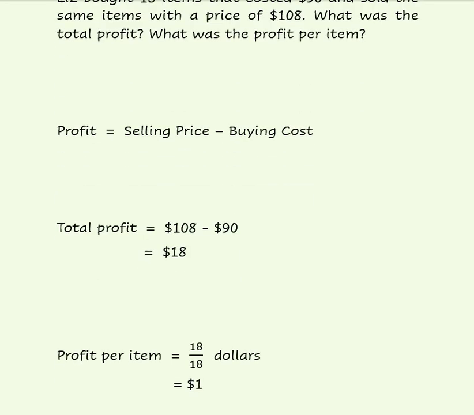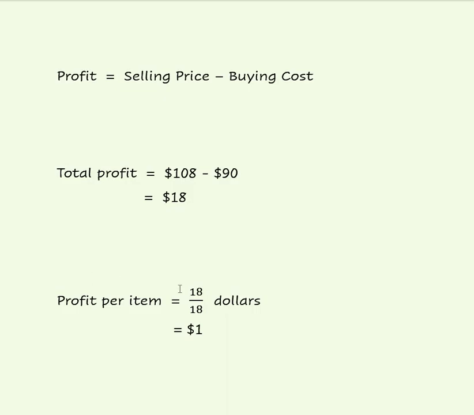So profit per item is total profit, which is 18, divided by the number of items, which is 18. So 18 divided by 18 gives us $1. So profit per item is $1. This is the end of problem number 2.